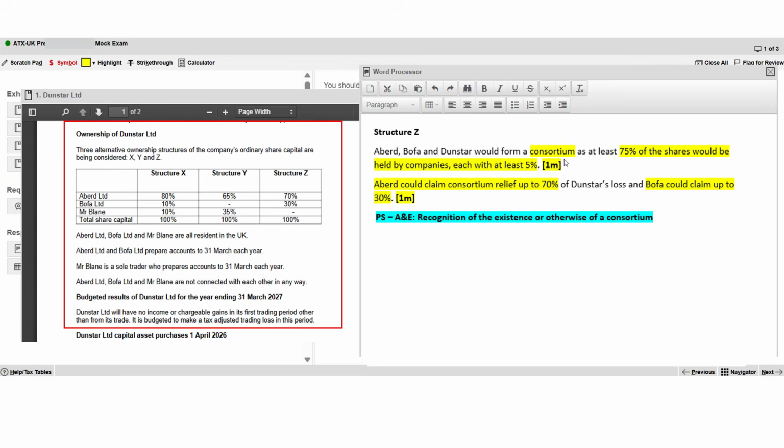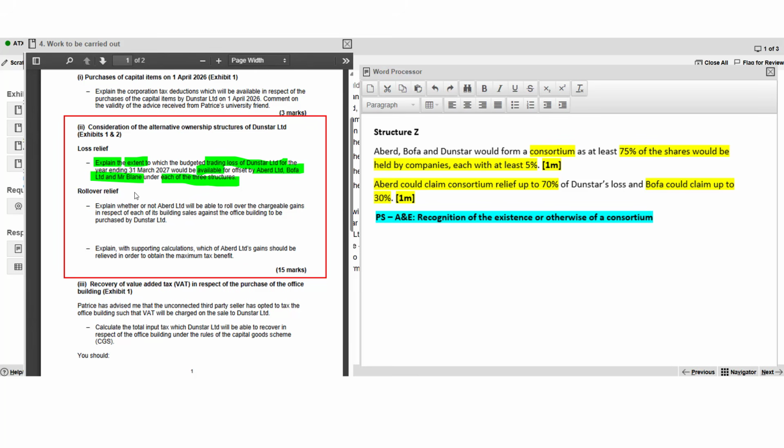Worth stating why it's a consortium. So this is as 75% of the shares at least held by companies, each with at least 5% for a mark, and they could claim relief based on the percentages. So A could claim a maximum of 70% of Dunstar's loss, and BOFA could claim a maximum of 30%. We also have a professional skills mark for analysis and evaluation if you've recognised that the consortium was relevant here.